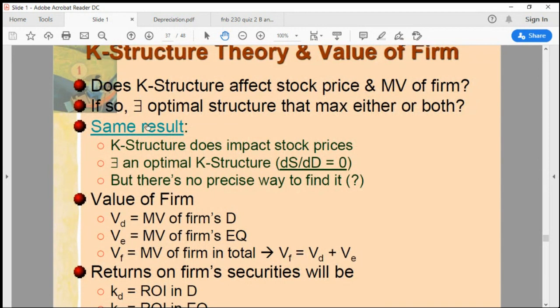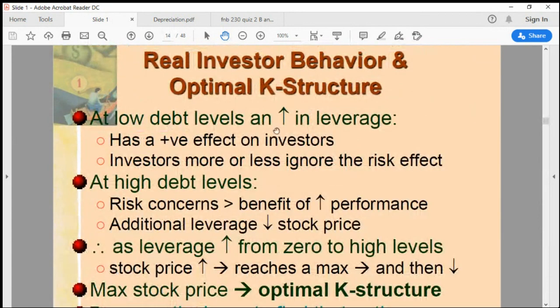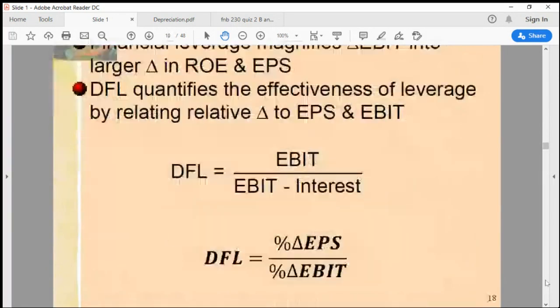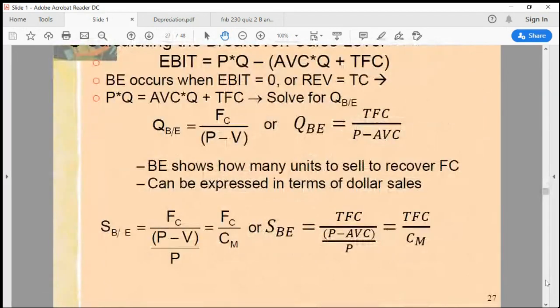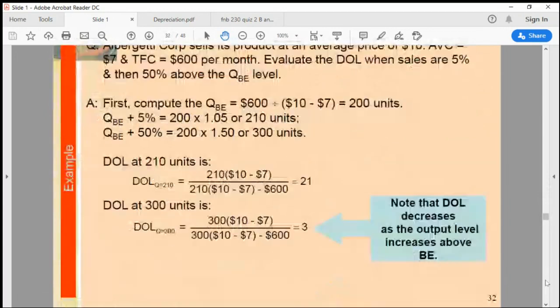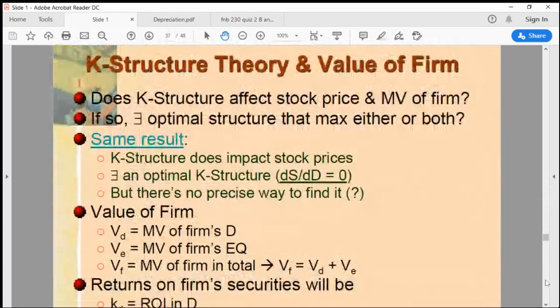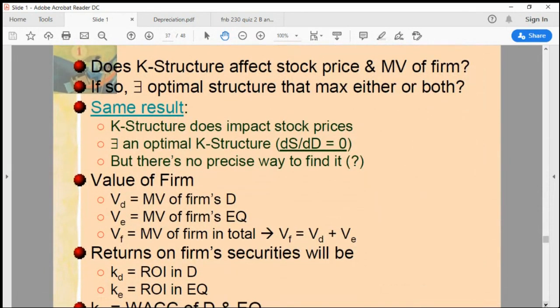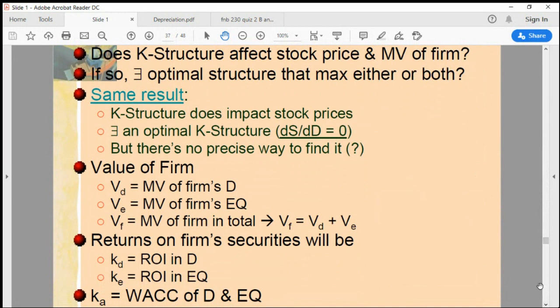If you understand this, there exists an optimal capital structure that maximizes either or both, right? Does optimal capital structure exist? Same result, basically. We already saw this before, right? So we understand there is an optimal capital structure, and that maximizes stock price and the firm value. So capital structure does impact the stock prices. Yes, there's an optimal capital structure where the stock price is the highest.